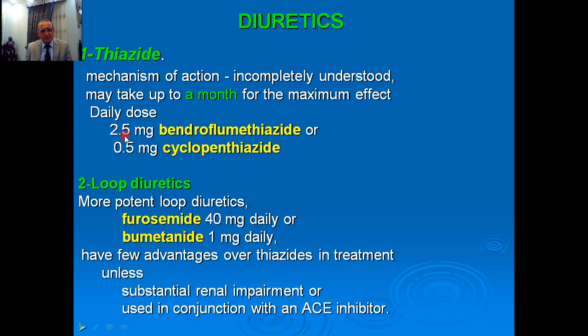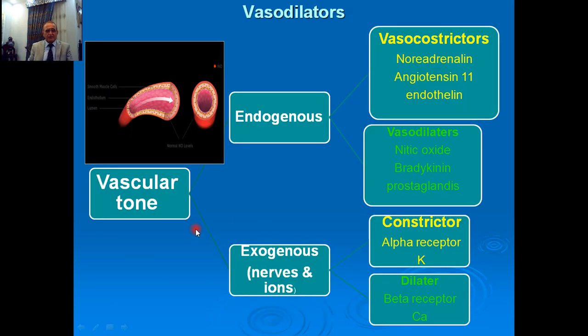cyclopenthiazide. This is the dosage formulation. You should know this dosage. The other is loop diuretic. These loop diuretics are potent diuretics, furosemide and bumetanide. They have few advantages over thiazide diuretic in treatment unless you have substantial renal impairment. In renal impairment, better to use loop if you are obliged, and in conjunction with ACE inhibitors. It's all about diuretic. You can read the detail.